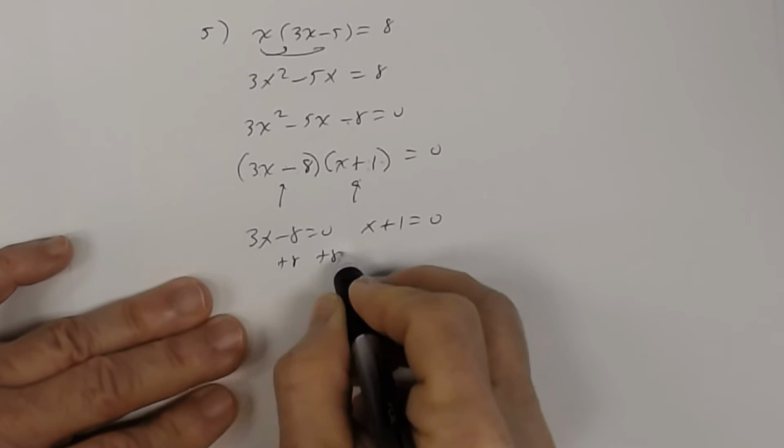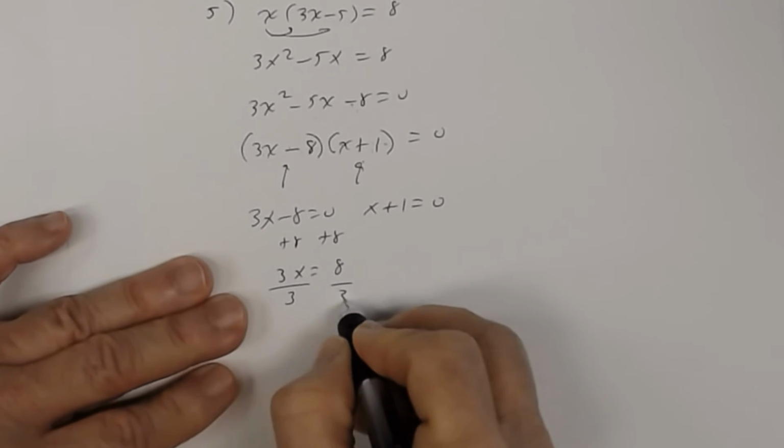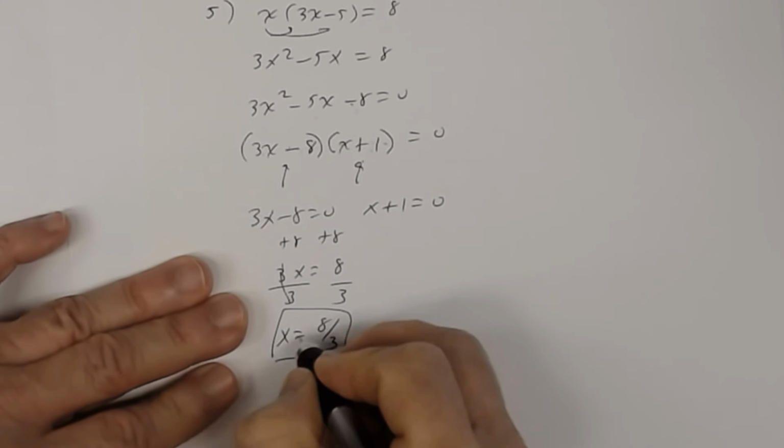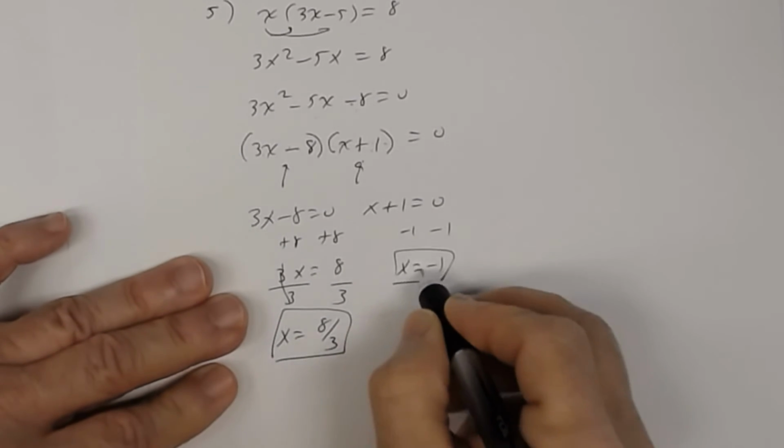Adding 8 to both sides, I get 3x equal 8. Divide both sides by 3. I get one of my solutions is 8/3. Over here, subtracting 1 from both sides, I get x to be negative 1. So those are your two solutions.